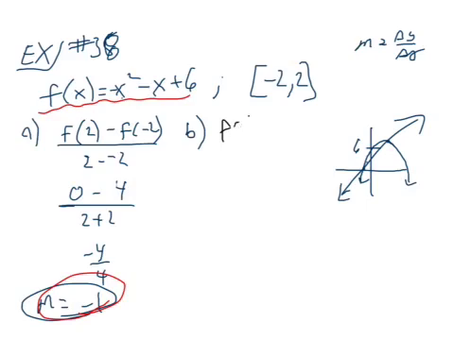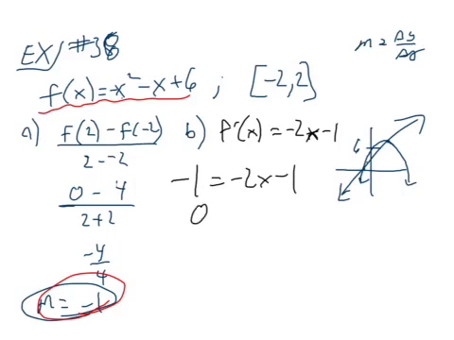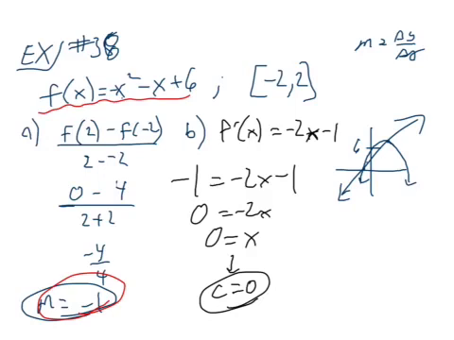We take the derivative, and we get negative 2x minus 1. Wow, this is messy, sorry. So you set that equal to this slope. So negative 1 equals negative 2x minus 1. Add 1 to both sides, you get 0. And you get x is 0. So when they're saying x, they mean that is that c value. C equals 0. When c is 0, the slope of f at x equals negative 1.